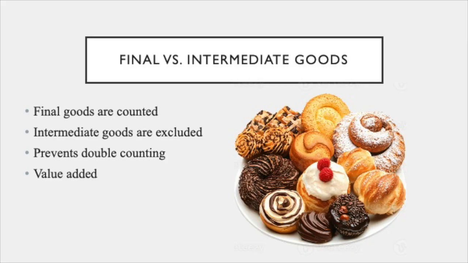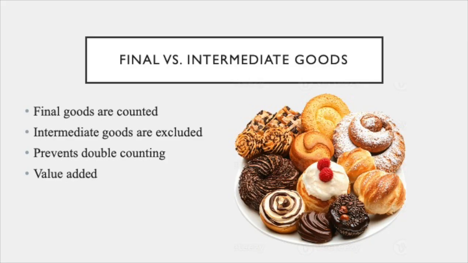Intermediate goods are the inputs used to make final goods. Think of steel used to build a car, flour used to bake bread or a cake, microchips used in a smartphone. These goods aren't counted separately in GDP because their value is already included in the final product. Counting them twice would be like counting the flour and the bread. Economists call that double counting, and it would make GDP look bigger than it really is.